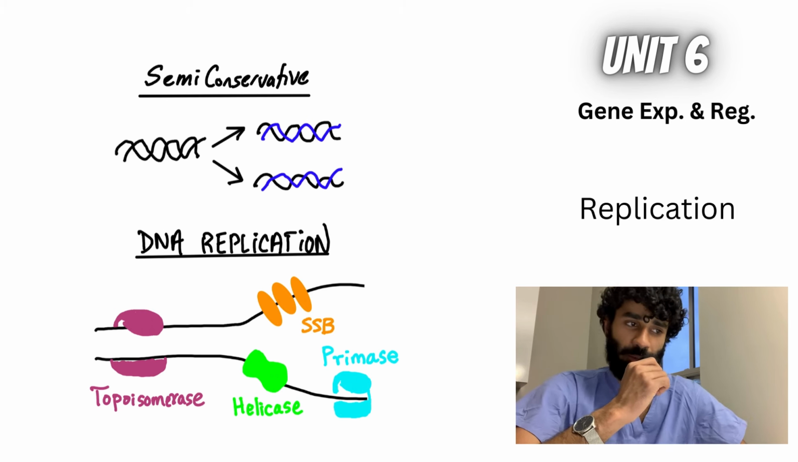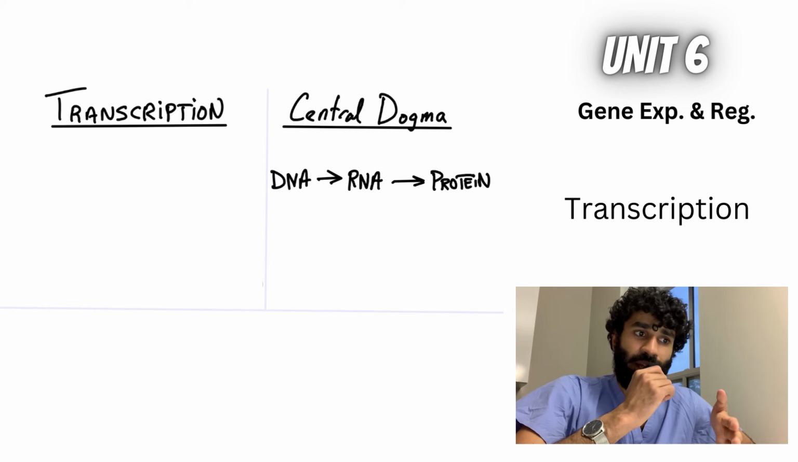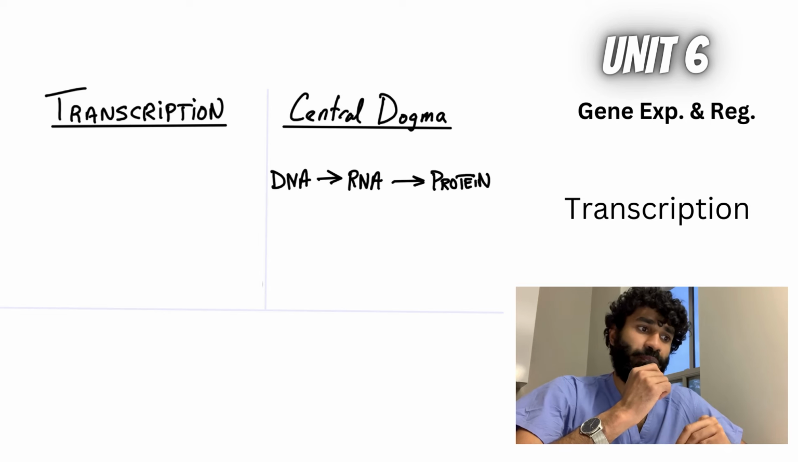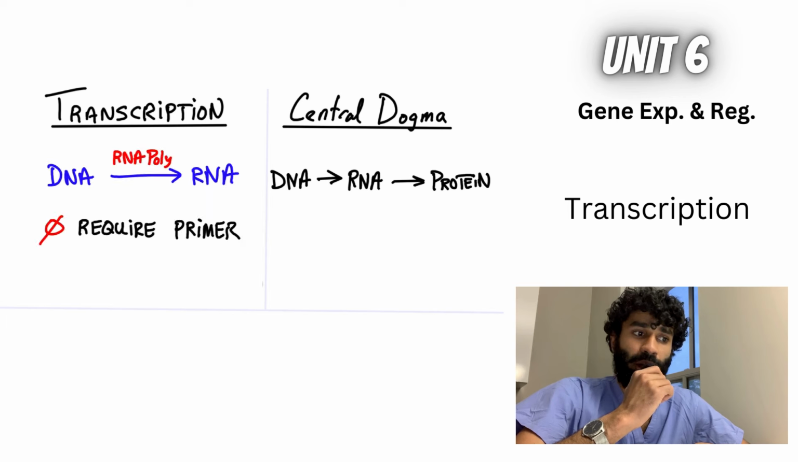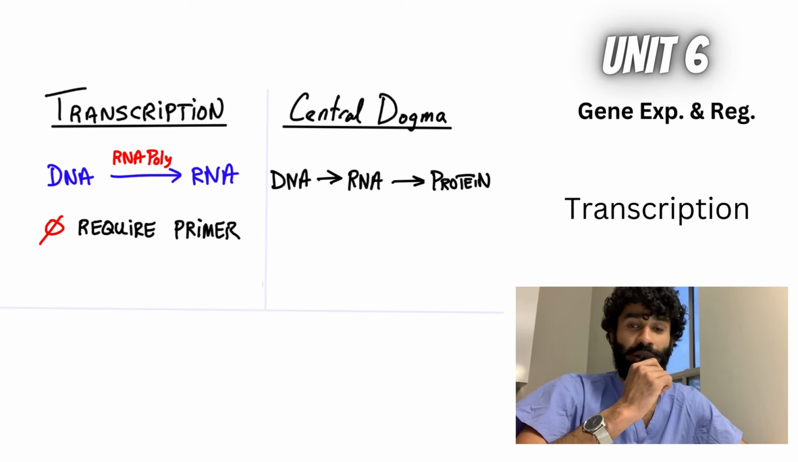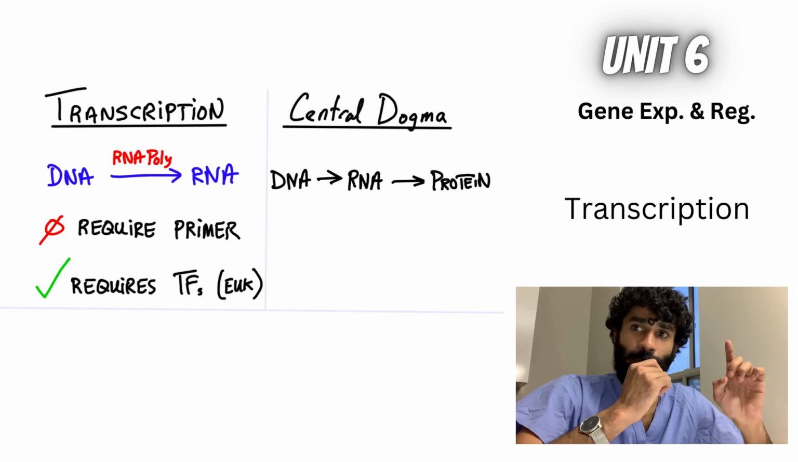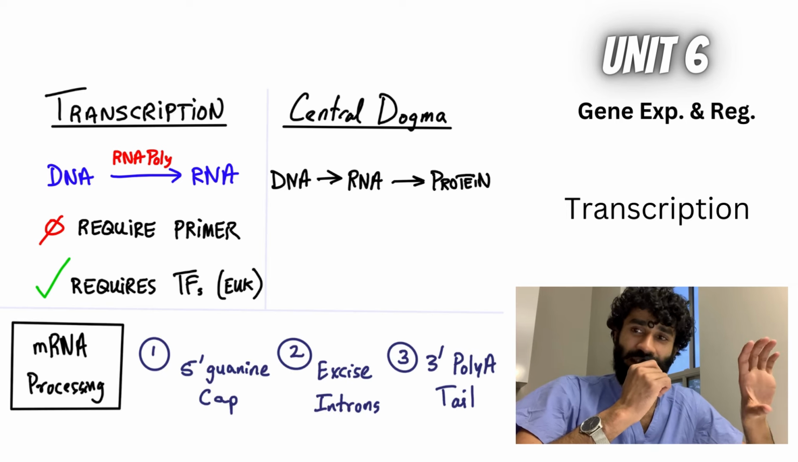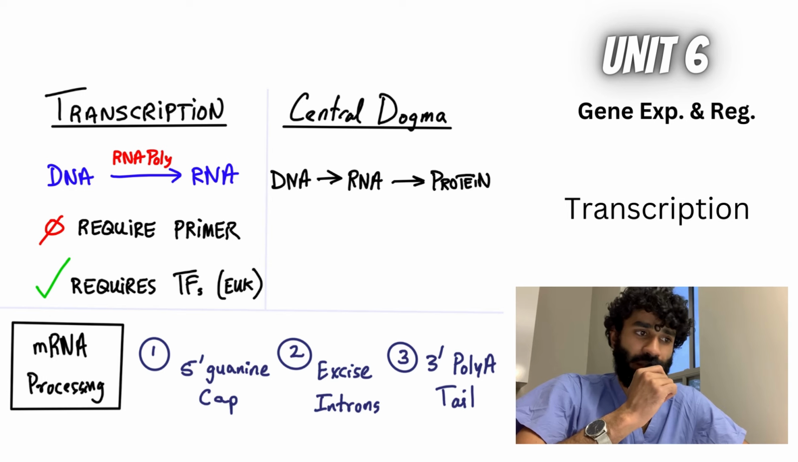Next block is transcription. The central dogma is that DNA gets transcribed into RNA, which then gets translated into protein. For transcription, RNA polymerase does not require a primer, but it does require transcription factors to bind to the promoter in eukaryotes. mRNA is also synthesized 5' to 3'. And when it's processed, you add a 5' guanine cap, you excise the introns, and you add a 3' poly A tail.